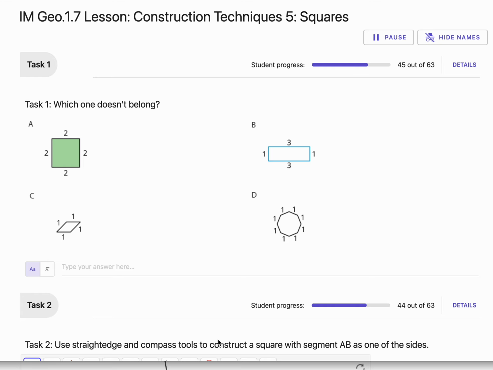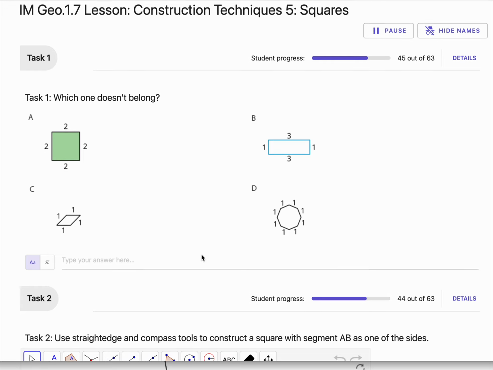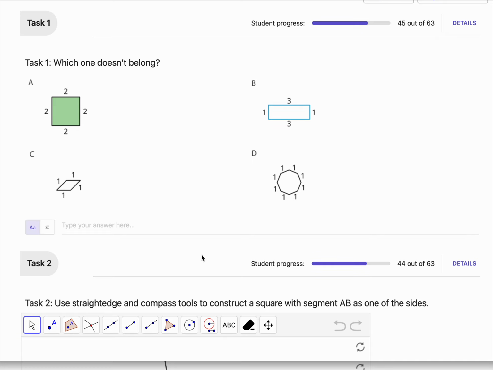Lesson 1.7. Let's take a look at this. So task 1. Which one doesn't belong? As we know, with all these "which one doesn't belong" problems, or whatever you want to call them, every single one of these has a reason that it doesn't belong. Sometimes more than one. So the question is, what are they? So let's take a look here.